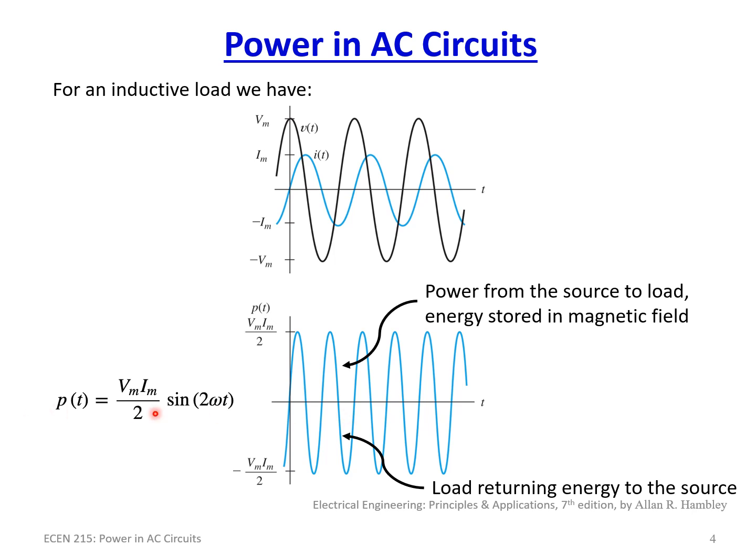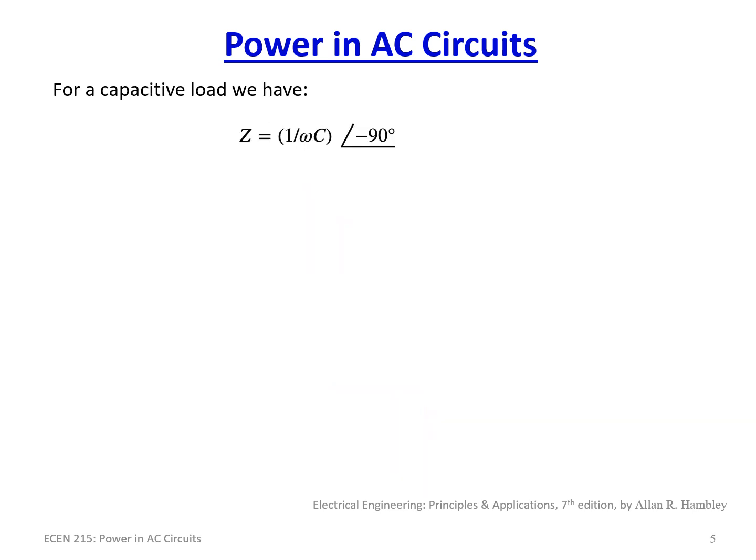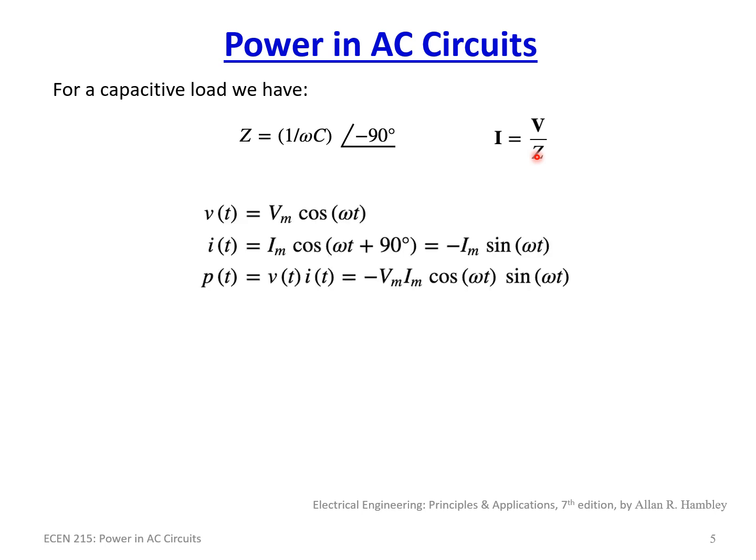And of course, this here is Vm over 2 sine 2 omega t. Again, notice that the frequency has doubled. For a capacitive load, impedance is 1 over omega C. Now the phase shift is minus 90 degrees instead of plus 90 degrees for the inductor. And we end up with the current is equal to V over Z. So no real surprise in any of this, everything that we've covered so far.